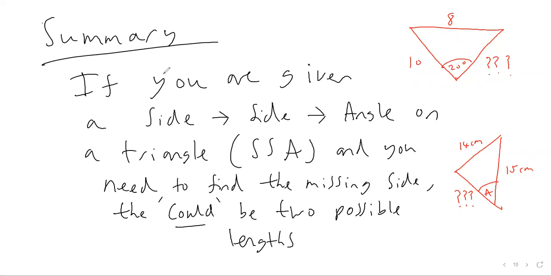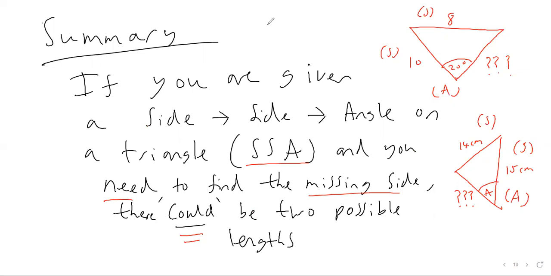So in summary then, if you are given a side-side-angle, SSA, so a side next to a side next to an angle on a triangle, like these examples here, and you need to work out the missing side that you don't know on the triangle, there could be two possible lengths.